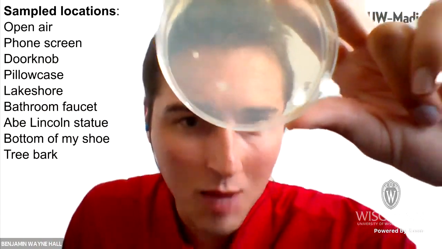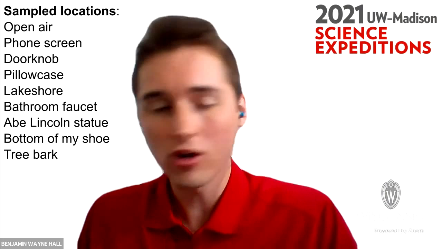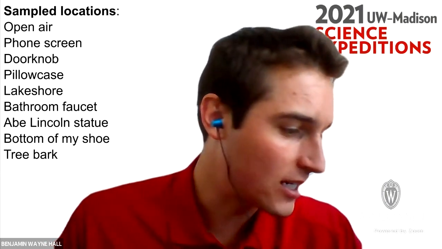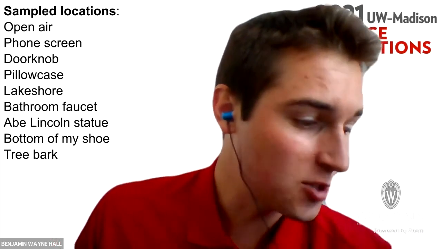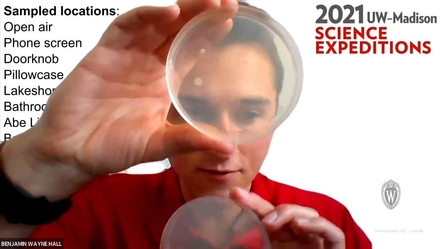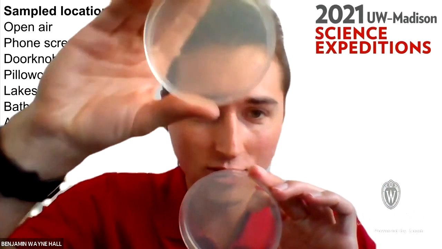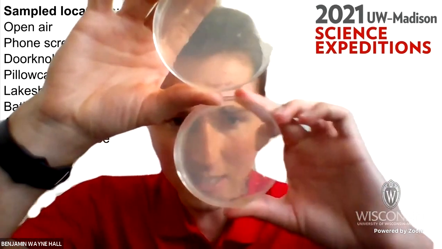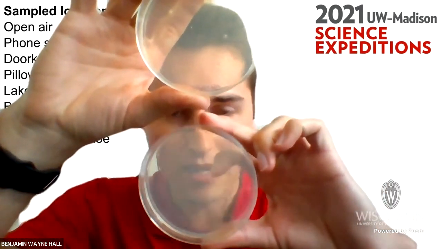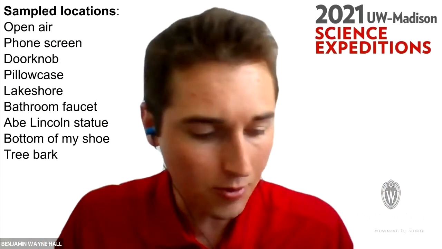So it actually looks like the Abe Lincoln statue had more colonies than, say, the open air or the pillowcase around it. And even in this experiment, it had more colonies than the phone sample. So the Abe statue is on top here, a couple colonies. The phone sample is on the bottom, in which we maybe saw one colony.